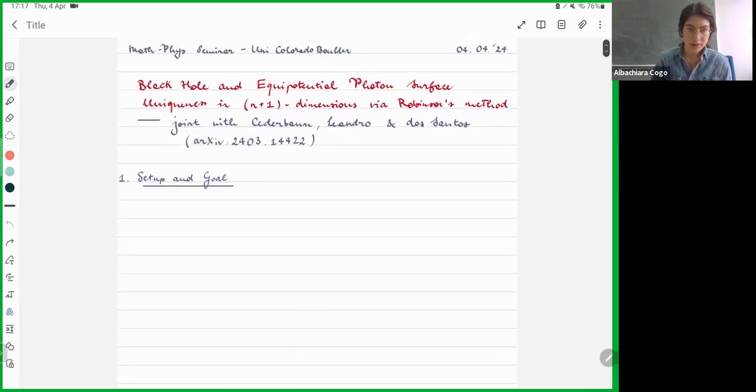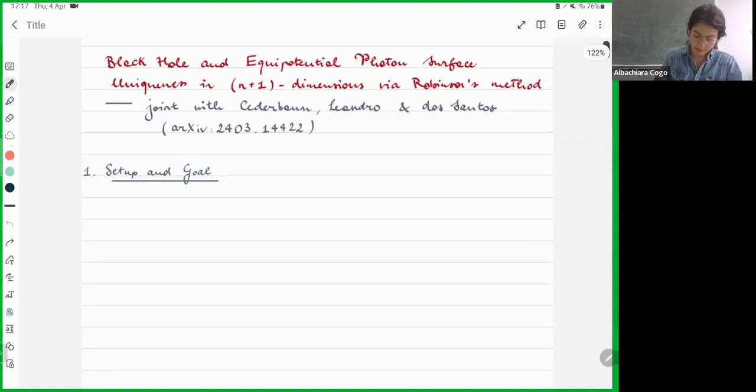So I'm going to talk about the famous black hole uniqueness theorem, and maybe it's a new topic for most of you, the uniqueness also of equipotential photon surfaces. And the method is going to be this Robinson, which we are going to see what it has to do with. So let me do the setup of the problem and state it in a verbal way.